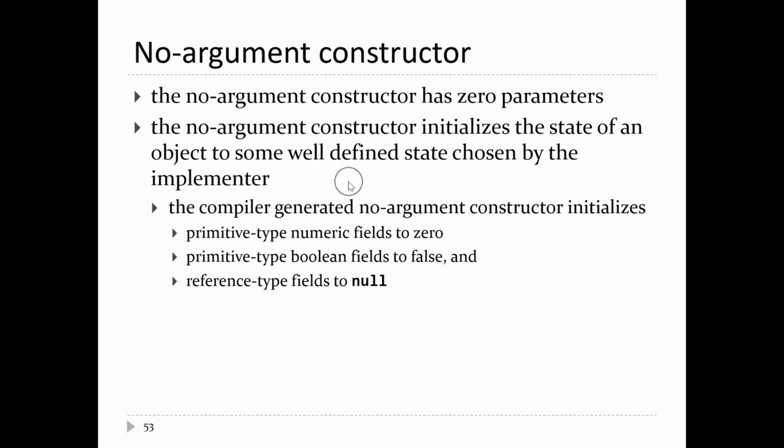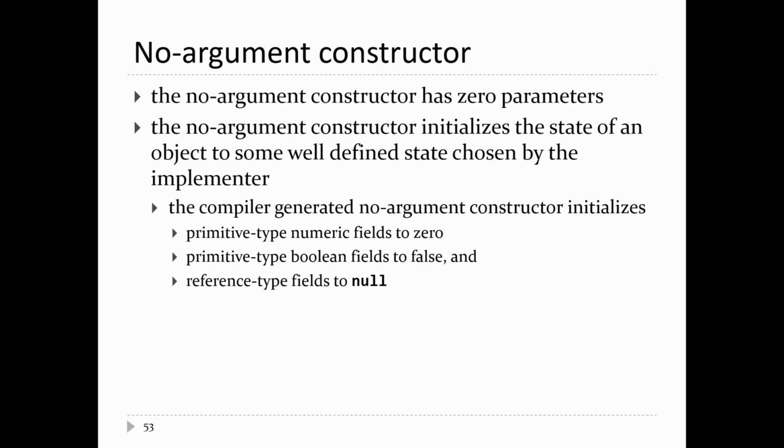What is its purpose? It's the same thing as for any constructor. It sets the state of the object. When you make an object, you typically don't want it to have a random state. When you make a point2 object, you don't want to get some random point2 object. Typically, you want it to have some well-defined state. So the no argument constructor sets the object to some pre-chosen, well-defined state.